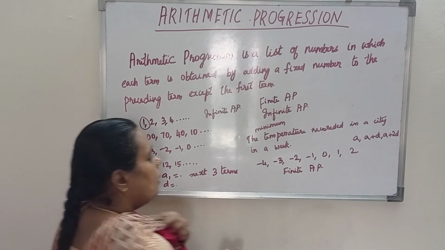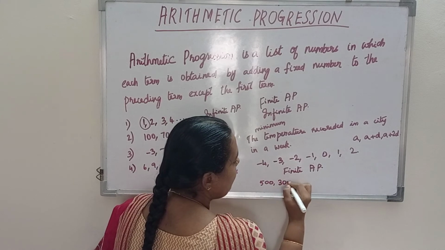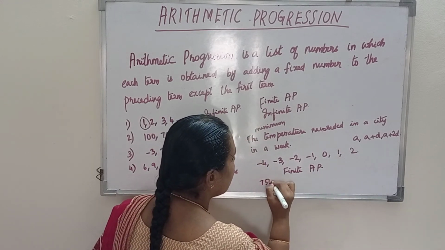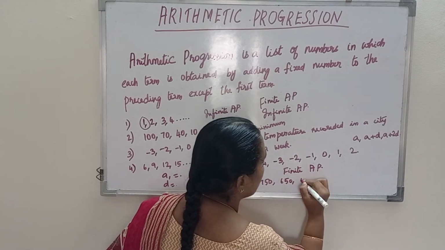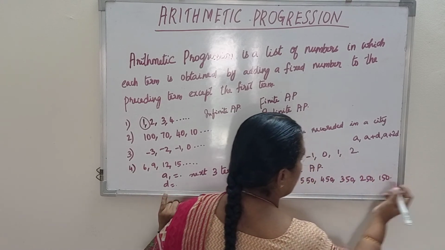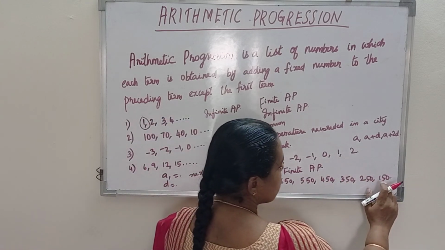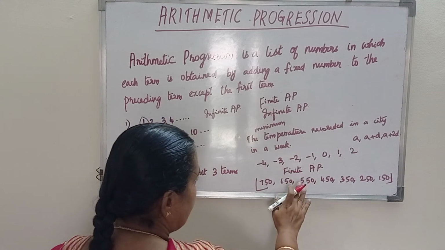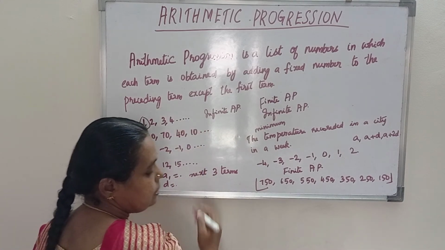Suppose we are told that 7 prizes are given to children: 750, 650, 550, 450, 350, 250 and 150. So 7 prizes are given to children, the first prize is 750 and the last prize is 150. So this follows a sequence and this is a finite AP because there are only 7 terms. So this is called finite AP because it is ending at a number. But if it is not ending and the sequence is continuing, it is called infinite AP.